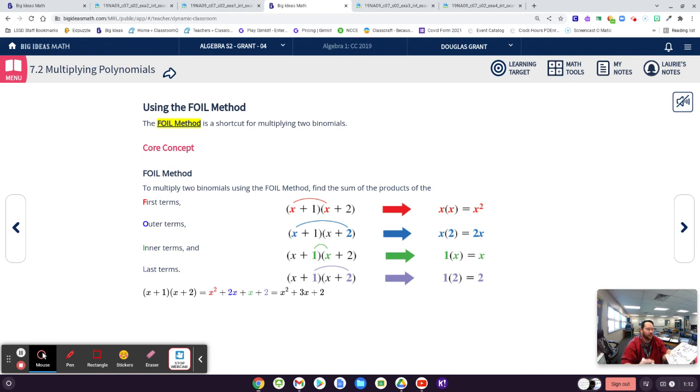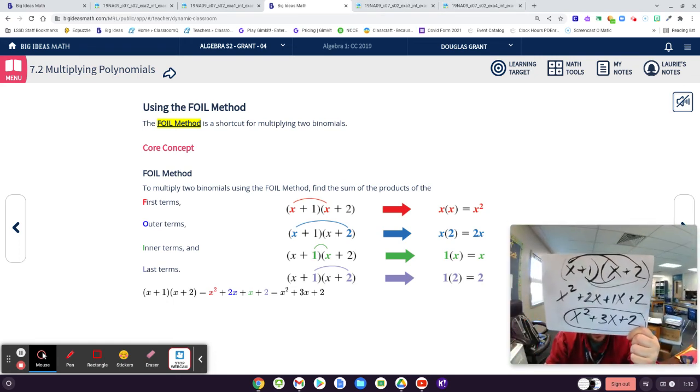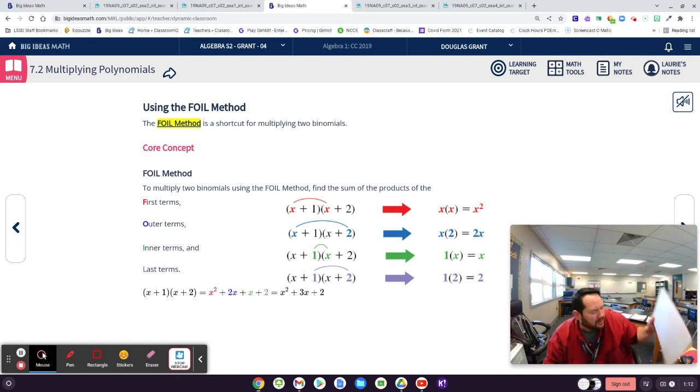So this is FOIL. So first, outside, inside, last. And I'll leave that up on the screen. I'll enlarge this a little bit. The loopies are the most important things of FOIL. You just can't do it without drawing little loopies. At least I never could. So there we go. That's FOIL. Great thing to add to your notes. The area model and FOIL give you the same answer as do the vertical and horizontal methods of multiplying.